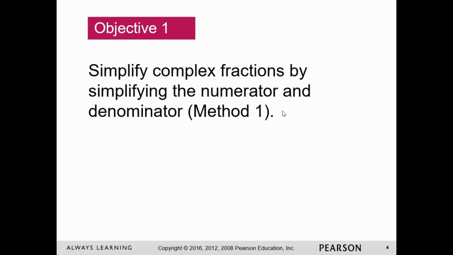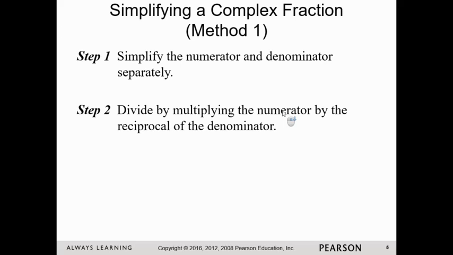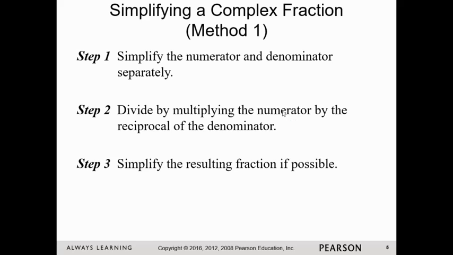So here we go. Objective 1, simplify complex fractions by simplifying the numerator and denominator. So step 1 is to simplify the numerator and denominator separately. Then divide by multiplying the numerator by the reciprocal of the denominator. Remember, when we divide fractions, we flip the divisor and multiply. So we're going to use that concept here to do this for these complex fractions. And then after it is all over with, you simplify the resulting fraction further if it's possible.